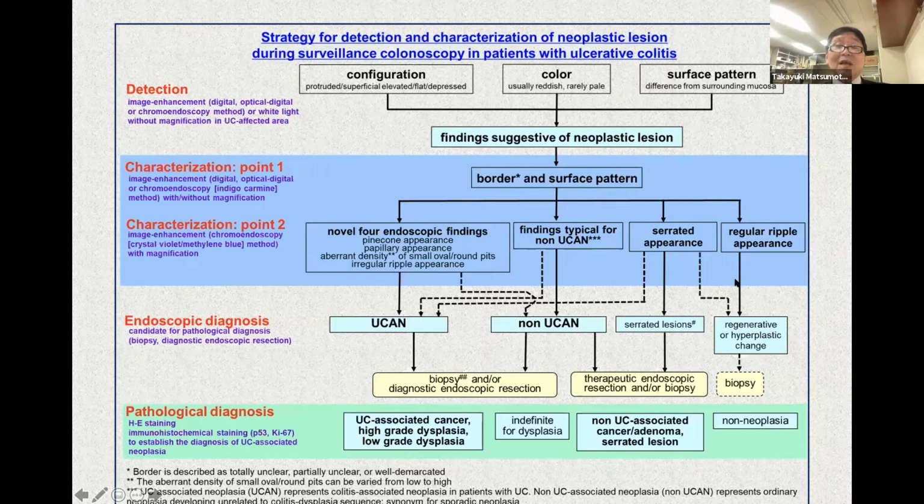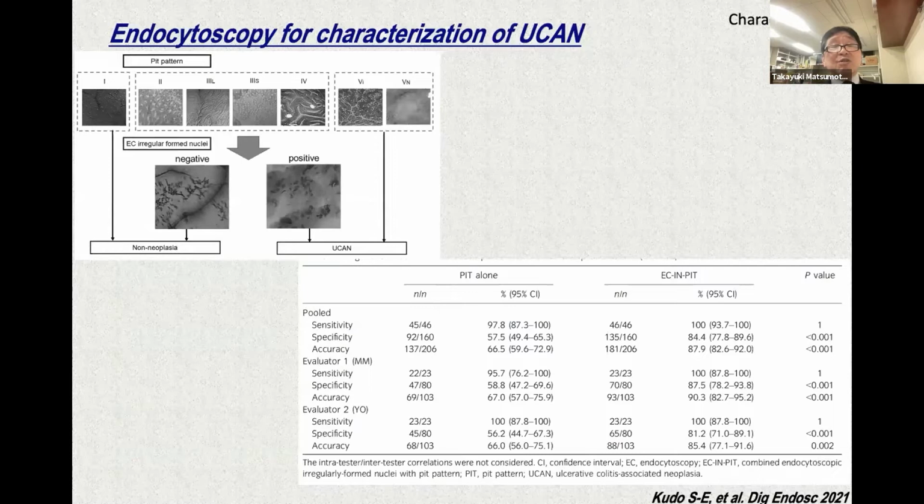And probably you may feel this is a very complex scheme. We accept those criticisms and we are striving hard to simplify this algorithm now. This will be published in the near future. And there is also another institutional effort to characterize the dysplastic lesions in patients with inflammatory bowel disease. This study was done by Professor Shin-e Kudo et al. at Showa University.